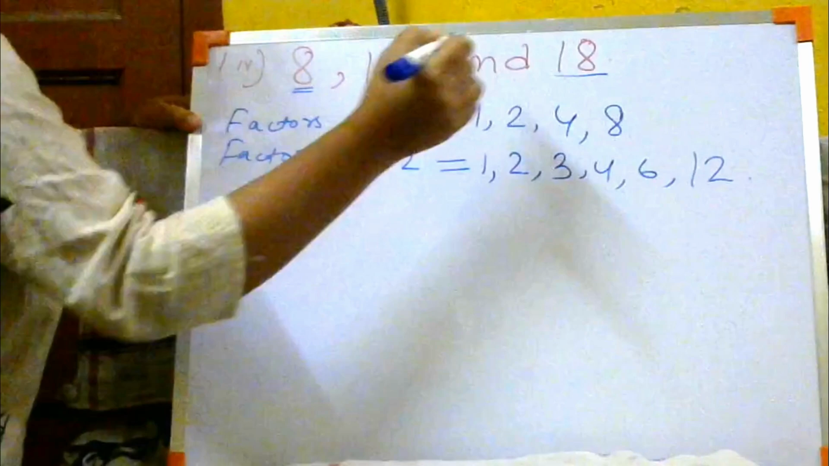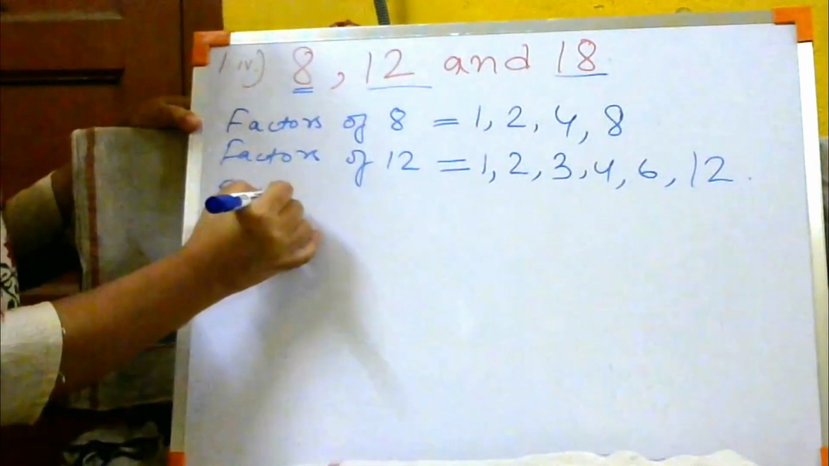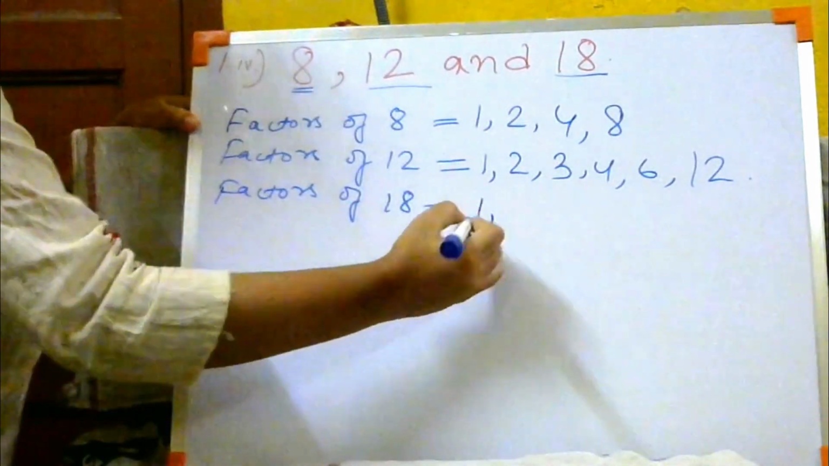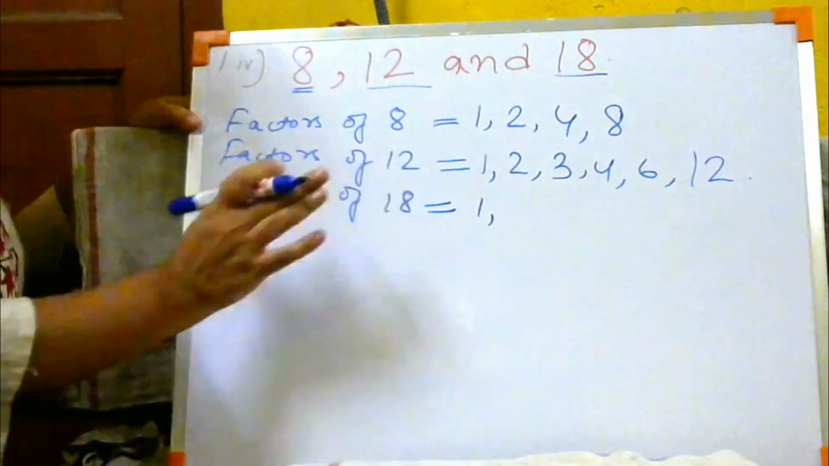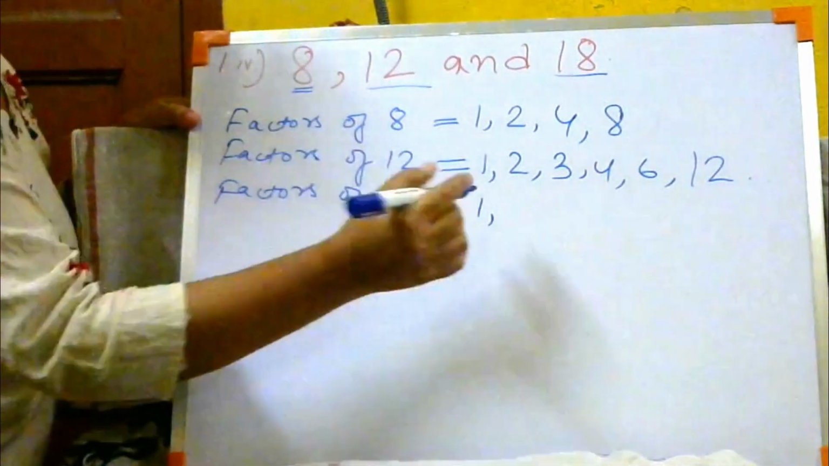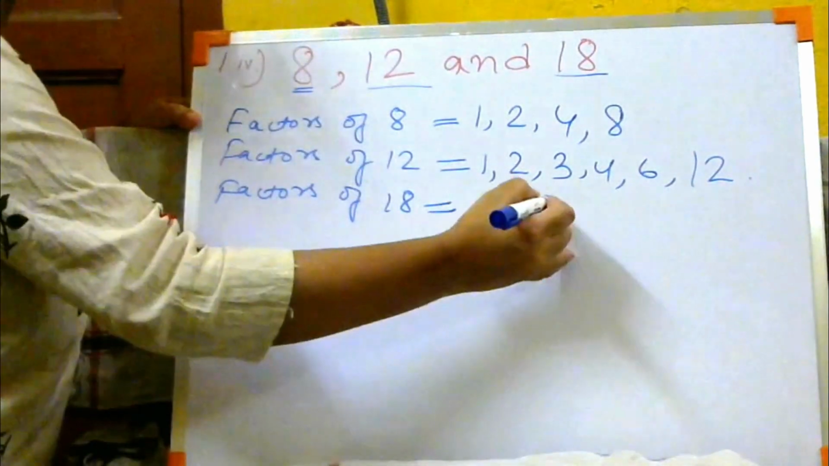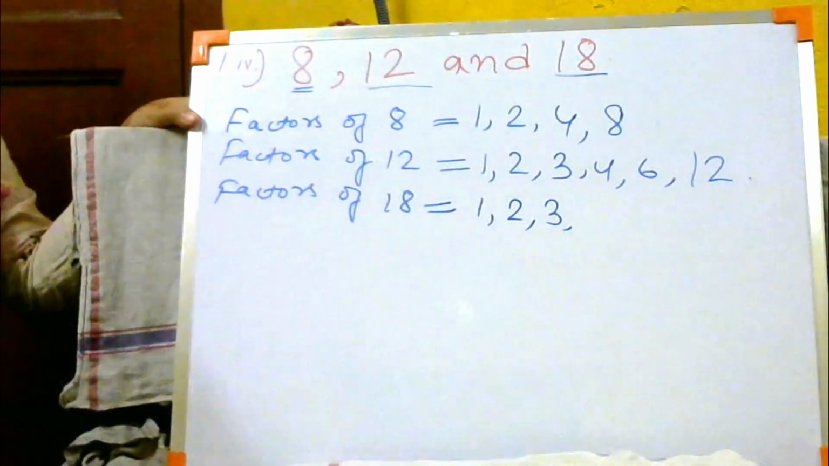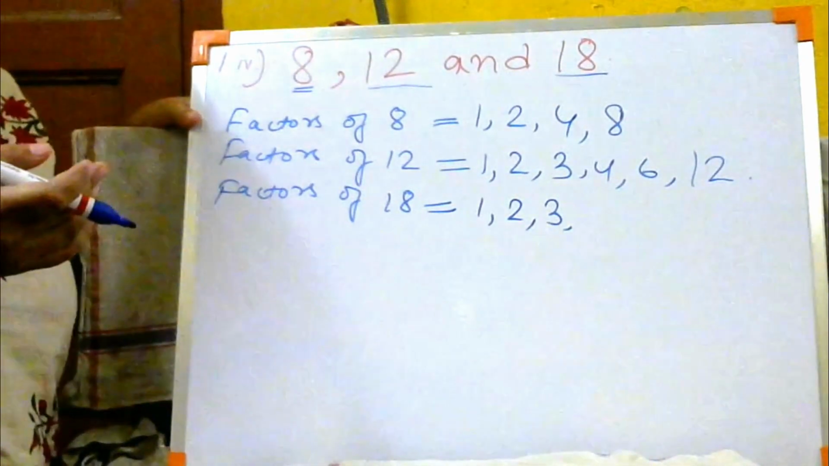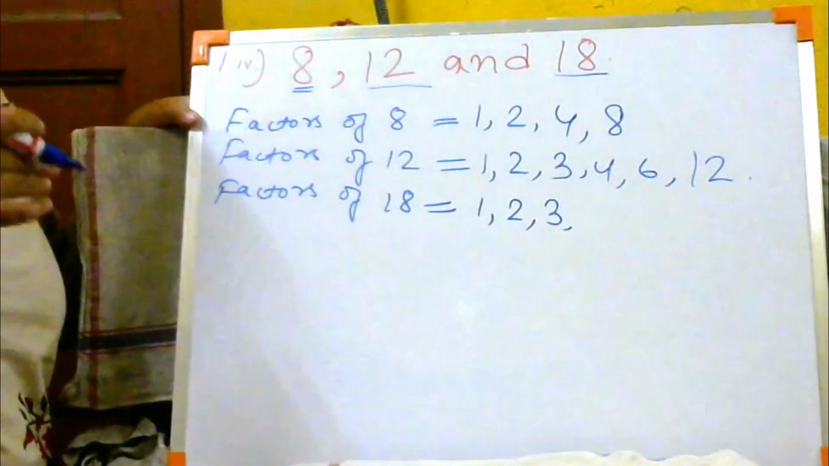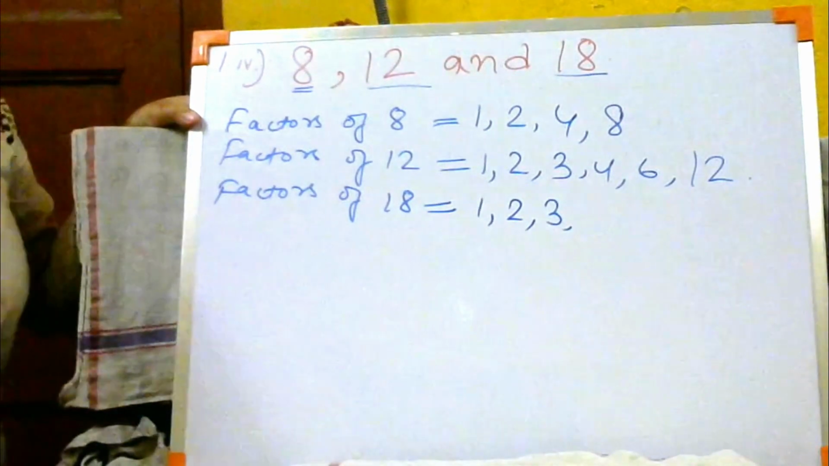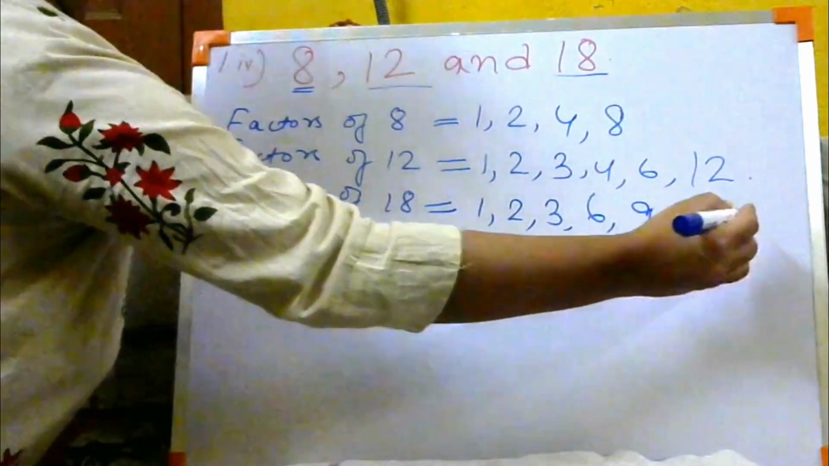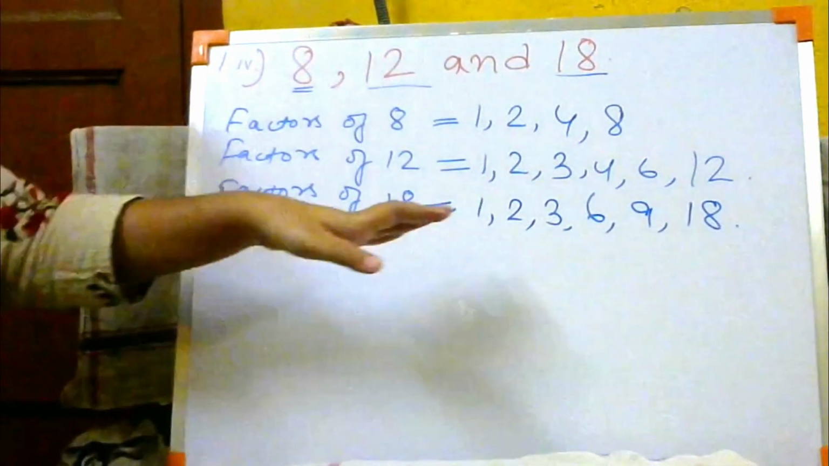And the final number is 18. So factors of 18. What are the factors of 18? 1 goes in everything. So 1 is a factor, it's a common factor. Then we have 2, isn't it? Then we have 3. Then does 4 go in the table? Count, those who know tables, count whether it goes in the table of 4 or not. It does not go in 4. 5 will not go at all. Then it goes to 6. So 6 is there. Then it goes to 9, and finally it goes to 18. Isn't it? So these are the factors of 18.